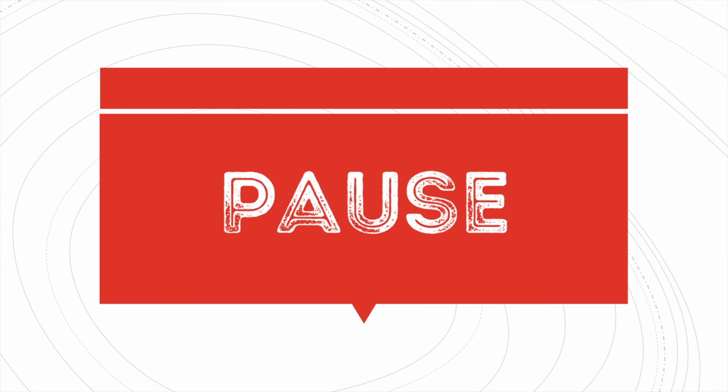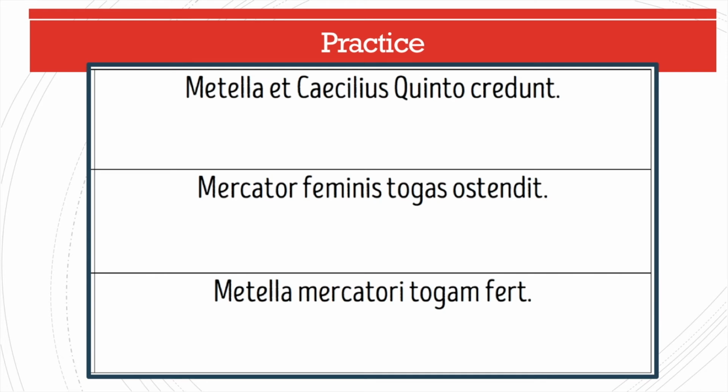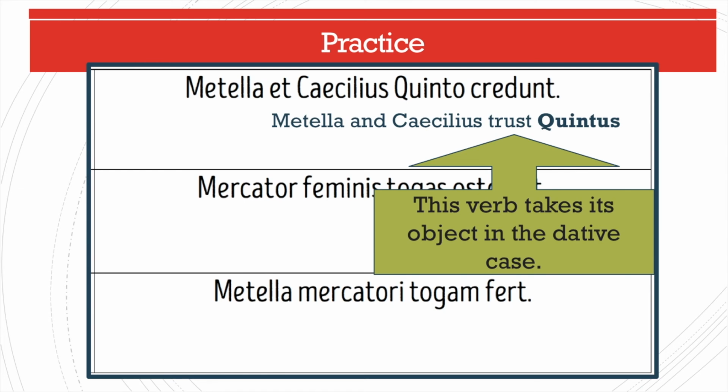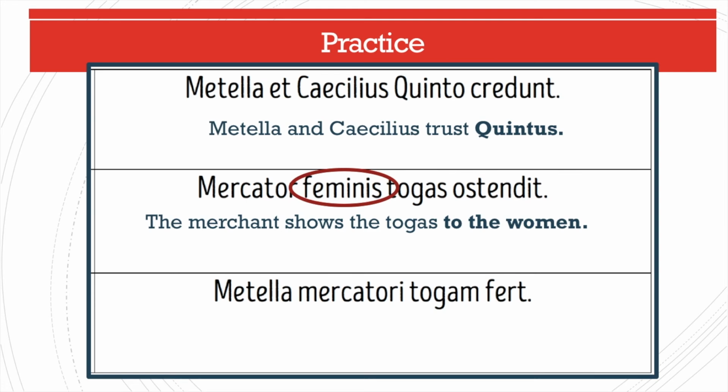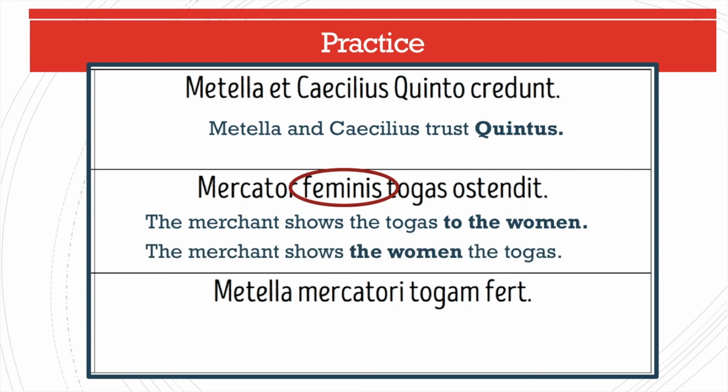Okay, unpause, and here we go. We have Metella et Caecilius Quinto credunt, which means Metella and Caecilius trust Quintus. And remember, trust is one of those verbs that takes the dative. So since Quintus is the one who's getting trusted, he's in the dative case. And then feminis is our dative in this one. So it's the merchant showed the togas to the women. And it's going to translate, or the merchant shows the women the togas. Either one of these is fine.